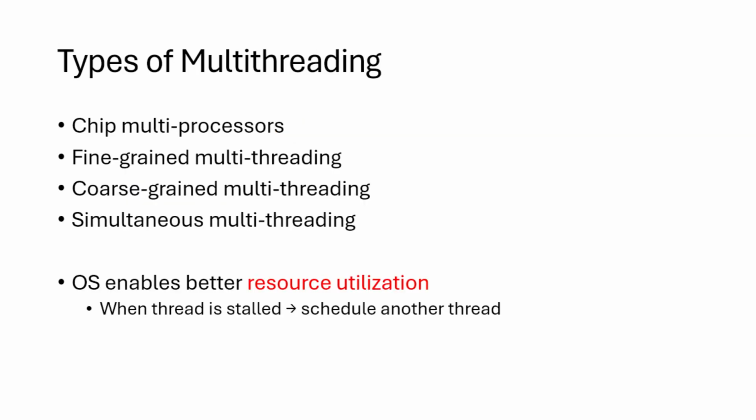And then the types of multi-threading. We have already discussed the multiprocessor and simultaneous multi-threading. But there are 2 more: fine-grained multi-threading and coarse-grained multi-threading. The reason why we want to use multi-threading is to let the OS have better resource utilization. So when a thread is stalled, we can switch to another thread, so we don't leave a lot of white slots in the CPU.